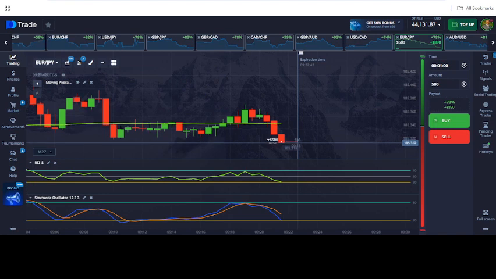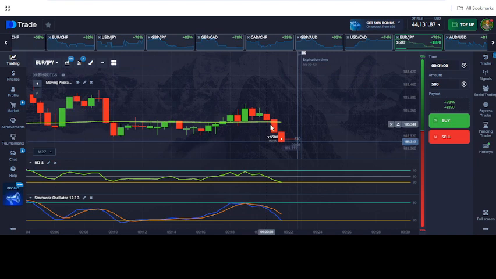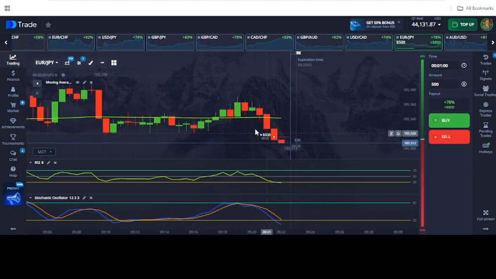Okay, so I'm on the Euro Japanese yen currency pair, and I just took a sell trade here. And the reason why I took the sell trade here, we have a cross of the candle below the 150 EMA line. This indicates the start of a bearish trend here.